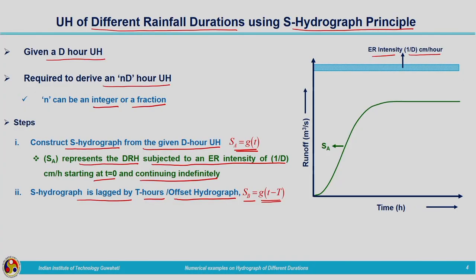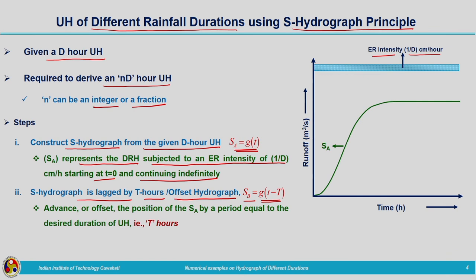So, S_A which we have produced will be lagged with a duration of T hours, that is termed as the offset hydrograph S_B. After that, what we will be doing? Offset the position of the first hydrograph, that is S_A, by a period equal to the desired duration of the unit hydrograph, that is T hours. We need to derive the unit hydrograph having T hours duration from the given unit hydrograph, which was having D_R duration. So, this S_A will be lagged by a duration of T hours.